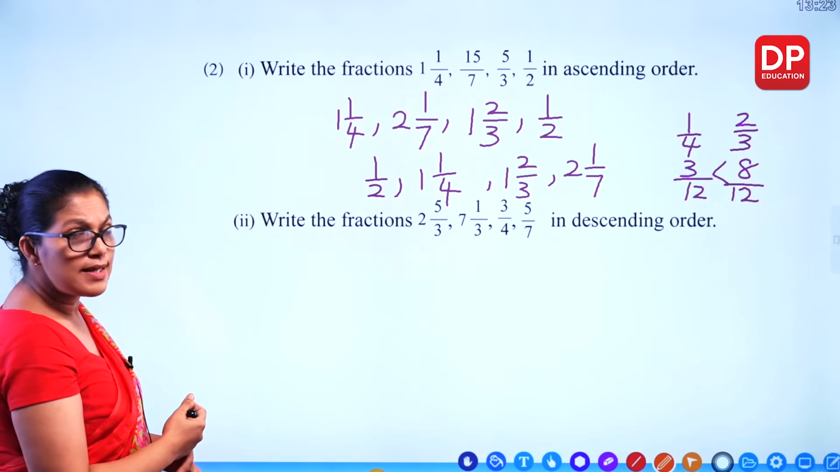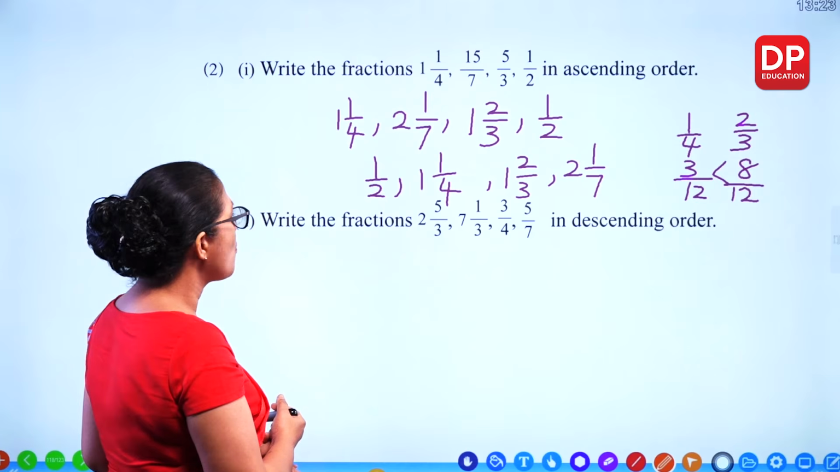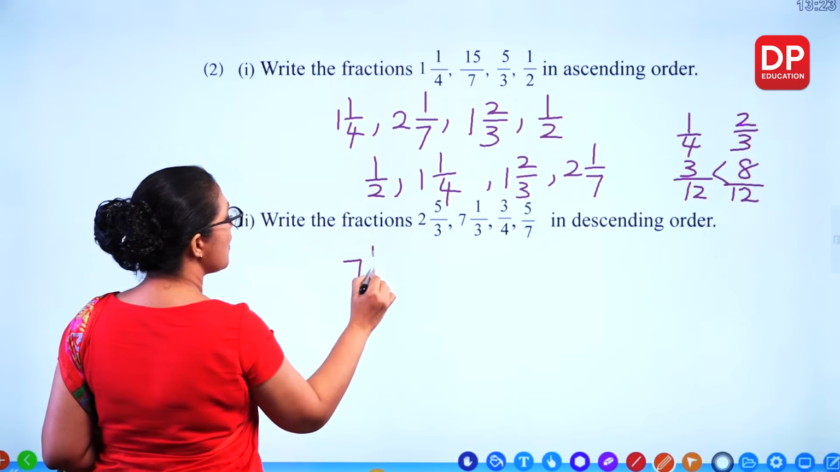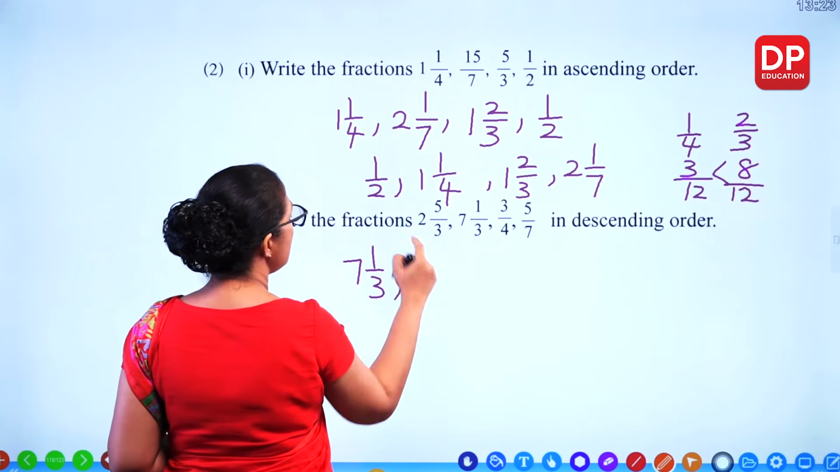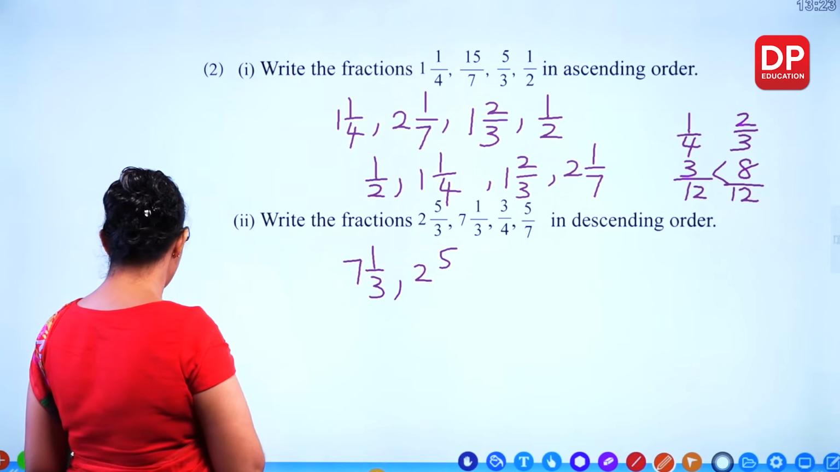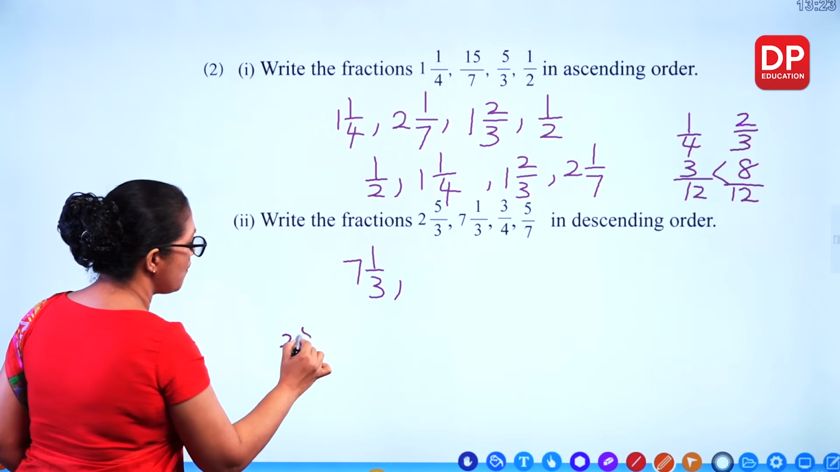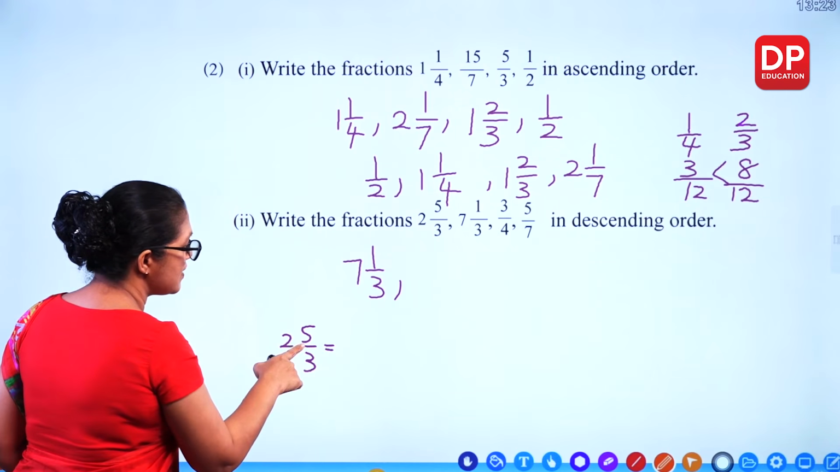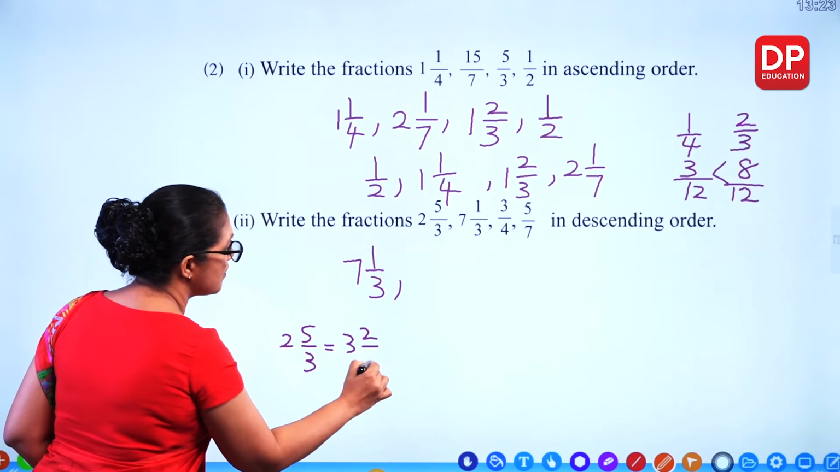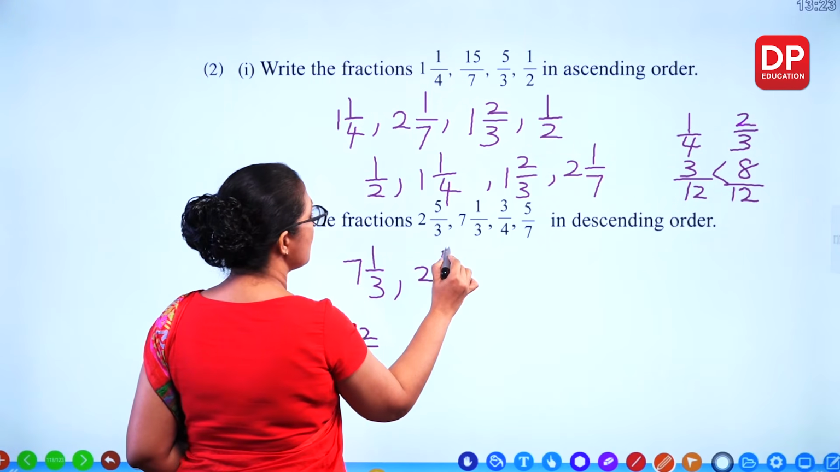Write the fractions in descending order. So same thing, you have to write largest to smallest. Definitely we can see 7 is bigger. So 7 and 1/3 is the largest number. Then 2 and 5/3. Here 5/3 is also an improper fraction, so you have to first convert that. 2 and 5/3 you can write as, this is another one part you can take, 3 and 2/3. Still that's the second highest.